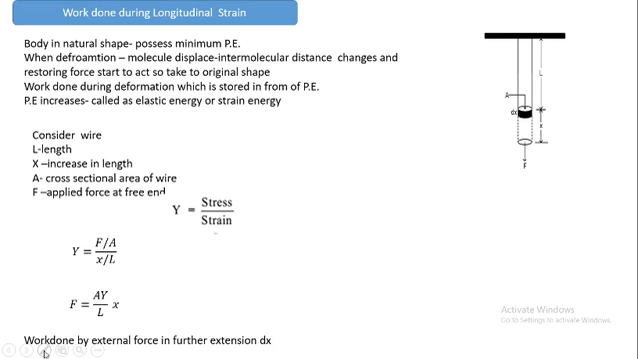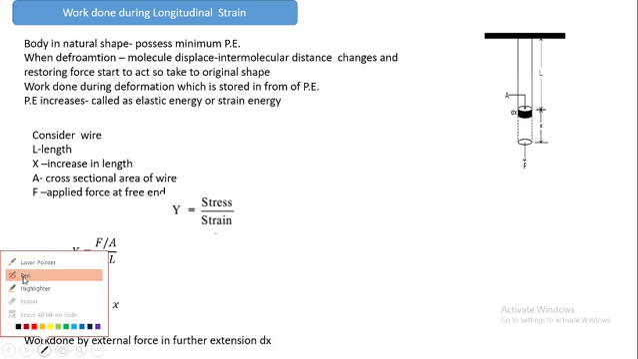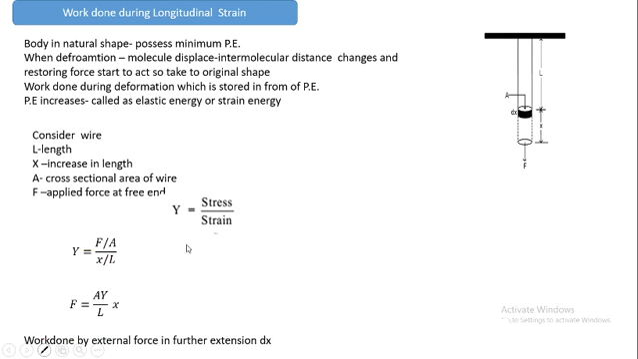Suppose F is our applied force at the free end, and L is the original length of that wire. Suppose A is the cross-sectional area of the wire. Due to this applied force, suppose X is the increase in length. According to the definition, Young's modulus is the ratio of the longitudinal stress to the longitudinal strain. So we get Y equal to stress upon strain.